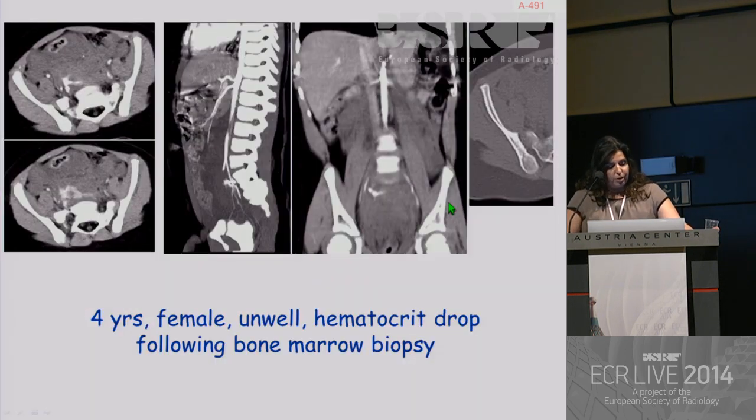This 4-year-old became unwell following bone marrow biopsy, and you can see contrast extravasating out of the vessels. MIP reconstructions show the site of a vascular injury in a large retroperitoneal hematoma, and you can appreciate the trajectory of the needle on bone window algorithms.